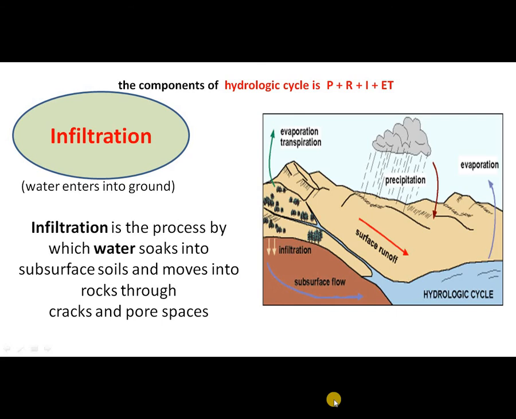Infiltration. We know very well the components of the hydrological cycle consist of precipitation, runoff, infiltration, and evapotranspiration. Infiltration means water entering into the ground. Infiltration is the process by which water soaks into the subsurface soil or rock and moves into the rocks through the pores which are present in the rock or in the soil. So this is infiltration.